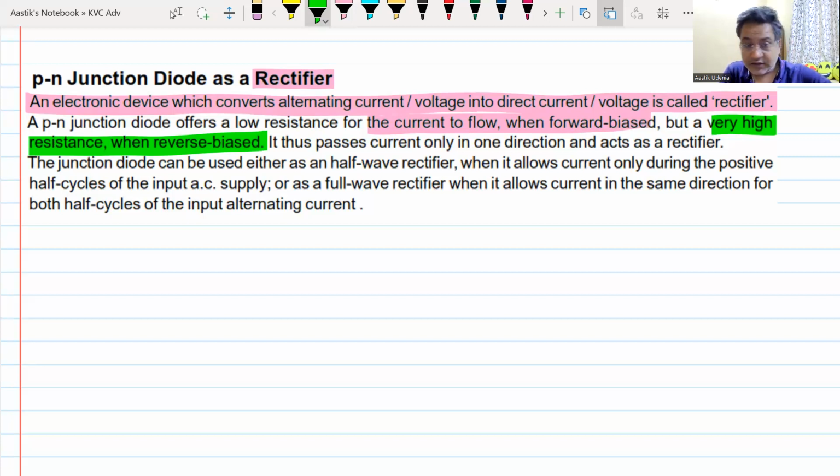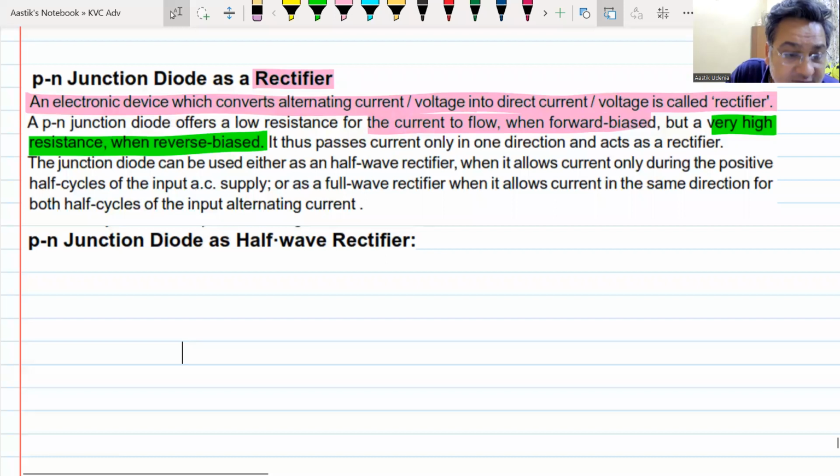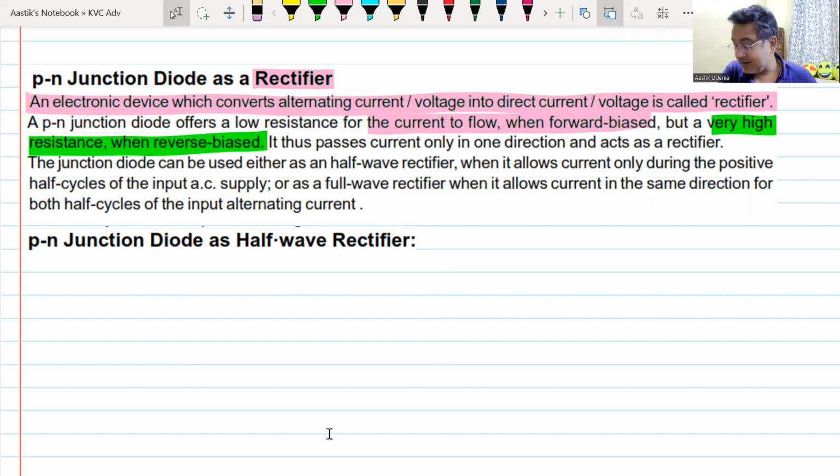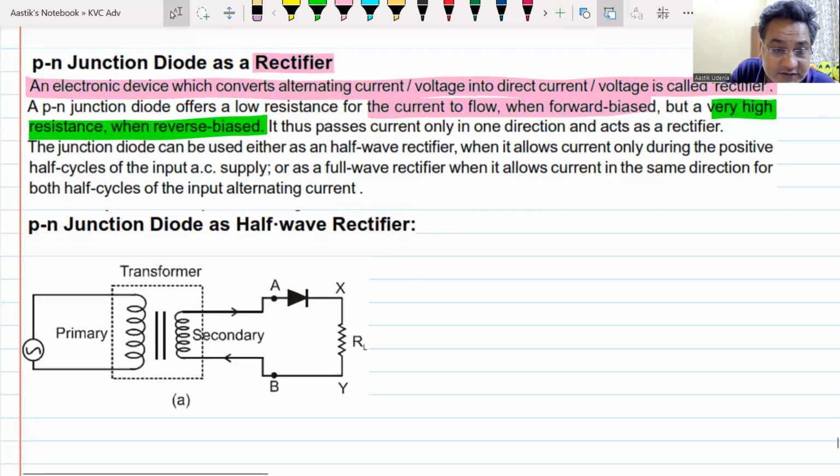Now this PN junction diode can be used as a half wave rectifier or as a full wave rectifier. What is a half wave and what is a full wave rectifier? In a half wave rectifier, it only allows half of the wave to go and does not allow the other half of an AC circuit to go. This is a half wave rectifier.